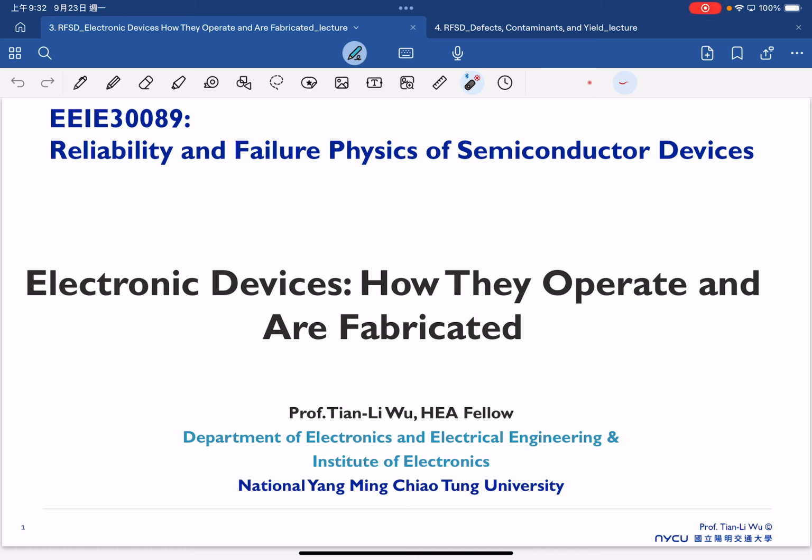Okay, good morning everyone. So today we will briefly review the basics related to the semiconductor device: how the typical device operates and how they are fabricated. So it's basically the overview, the major contents of what you will learn from semiconductor physics, devices, and related processing.